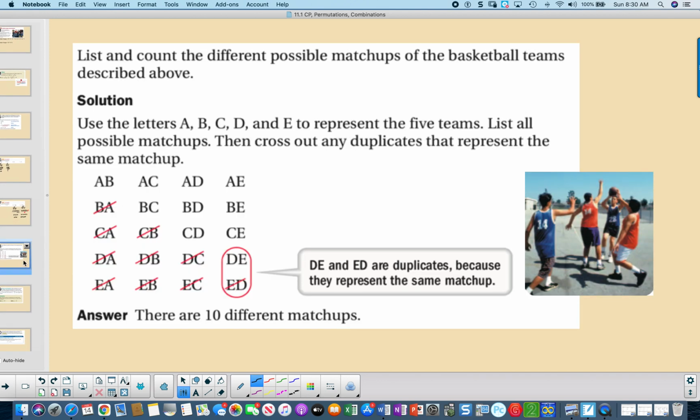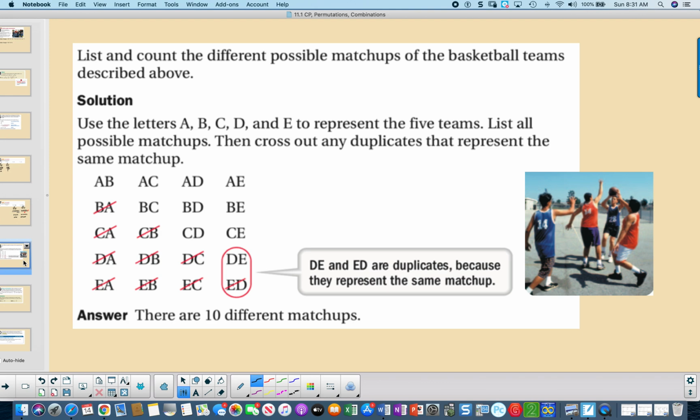Okay, let's now take a look at what happens when order is not important. Suppose we match up some basketball teams, and we have basketball teams A, B, C, D, and E. They represent 5 teams. List all the possible matchups. So these are all the ways that these teams can meet together.